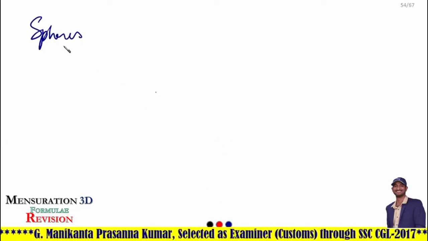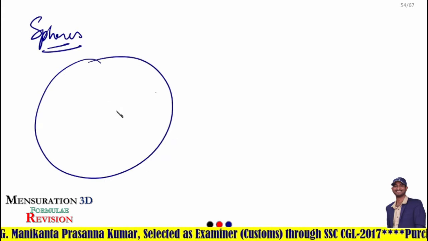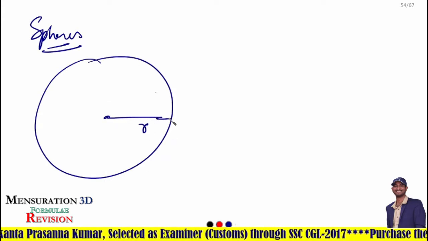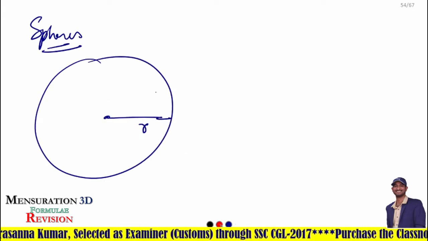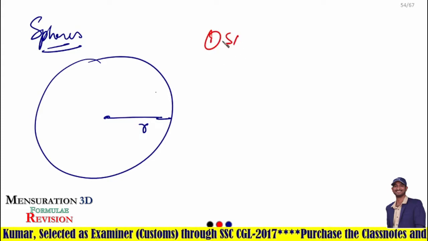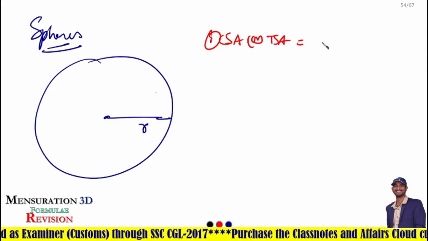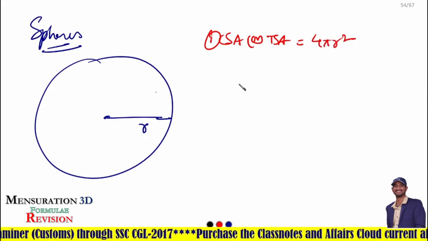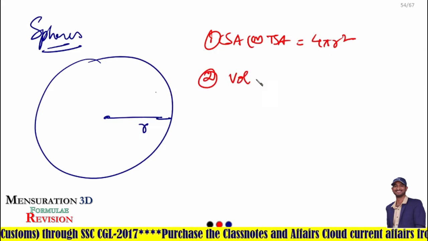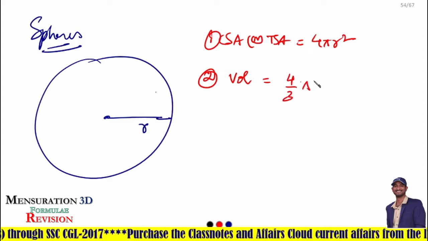Next one is spheres. Suppose it is a sphere of radius r. Okay, then first one is curved surface area or total surface area. Both are the same in the case of a sphere. Both are equal to 4 pi r square. And second, volume of the sphere equals 4/3 pi r cube.